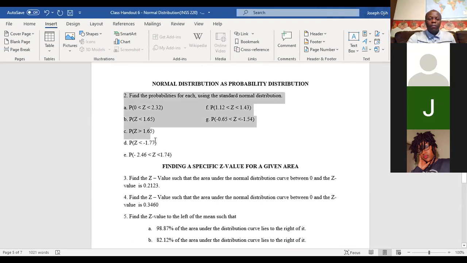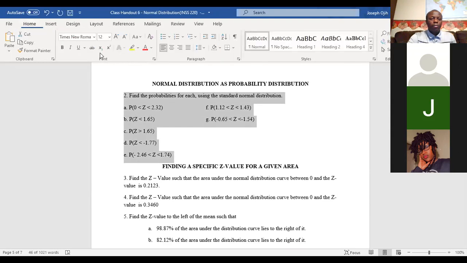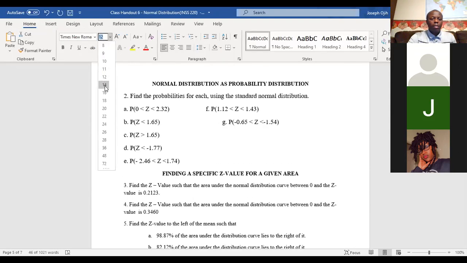Where it says, find the probability of, just 1 minute. Find the probability for each of these values. Say P(0 less than Z less than 2.32). It's just a way of saying find the area between 0 and 2.32. And for this one, you say P(1.12 less than Z less than 1.43). It's the same way I say find the area between Z 1.12 to 1.43. So it's the same thing basically.